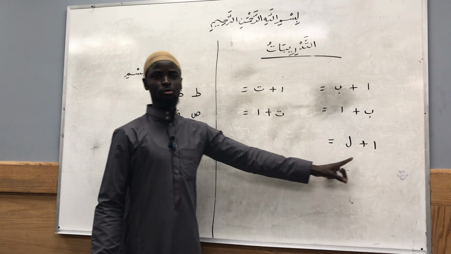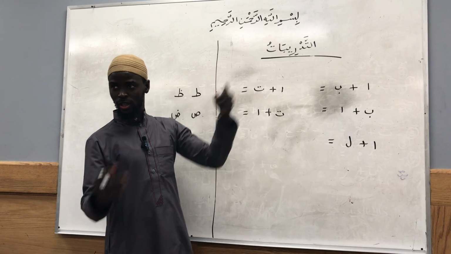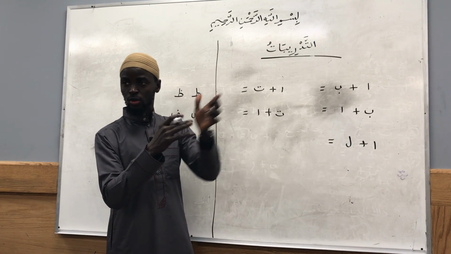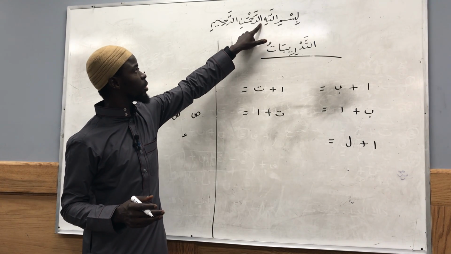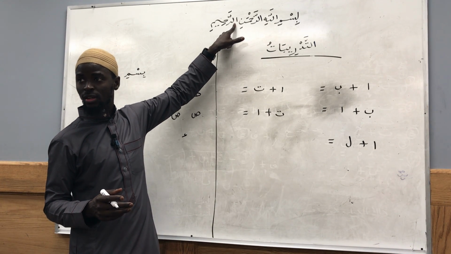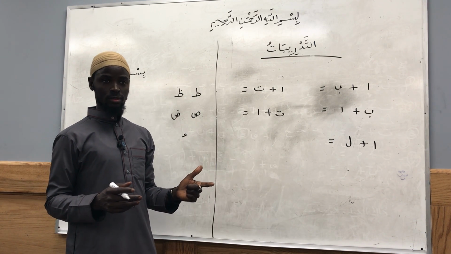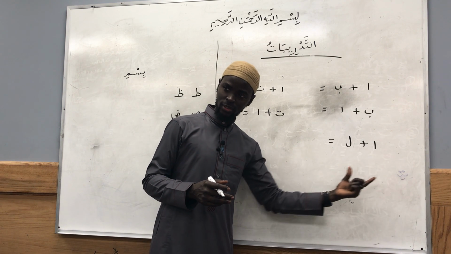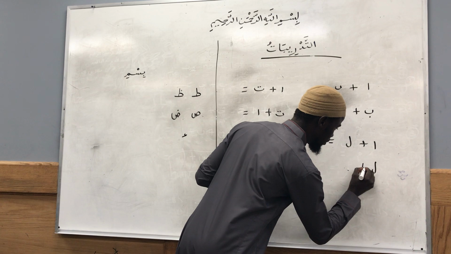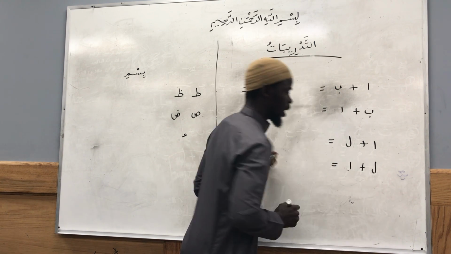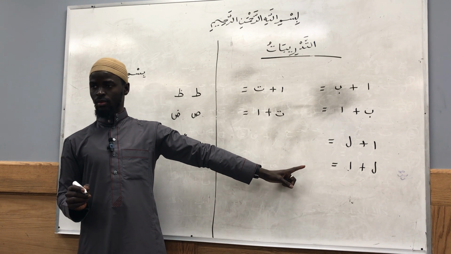How are you going to connect alif plus lam? You connect it like this. You understand? You don't connect it together. So now you have alif plus lam, here alif plus lam, alif plus lam, alif plus lam. And some of you made a mistake the other way: lam plus alif. How are we going to connect lam plus alif?